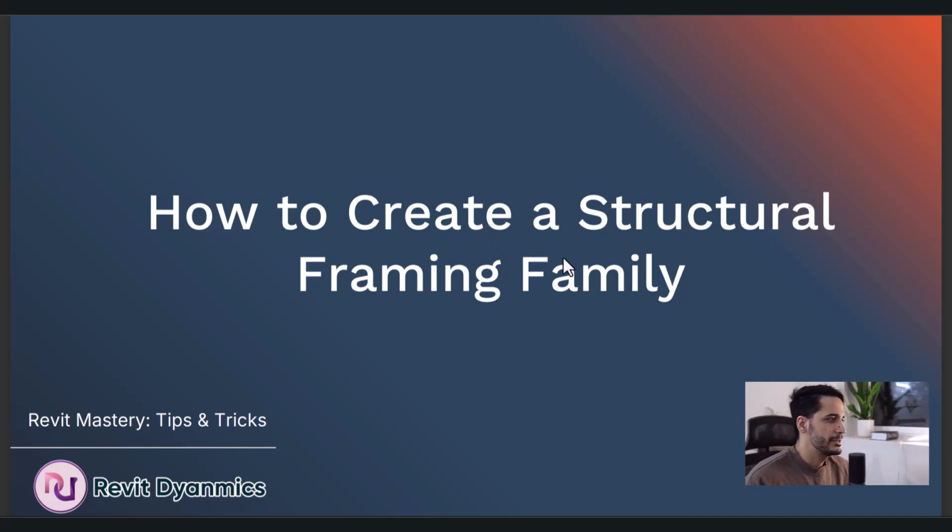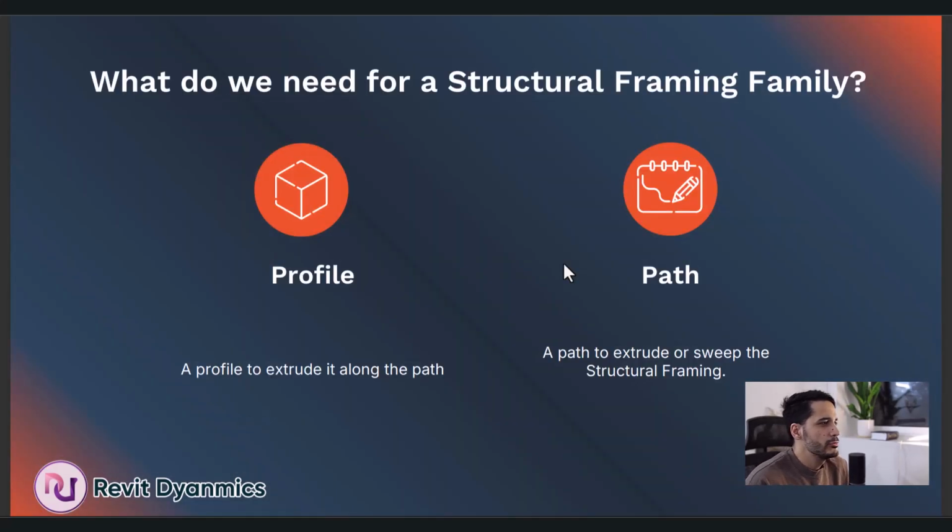How can we create a structural framing family? What do we need for a structural framing family? For creating a structural framing, we have two steps. Step one, we need a profile, and a profile is a profile for extrusion, or it is used in a sweep. The profile can be I shape or U shape or C shape. It depends on your structural framing.